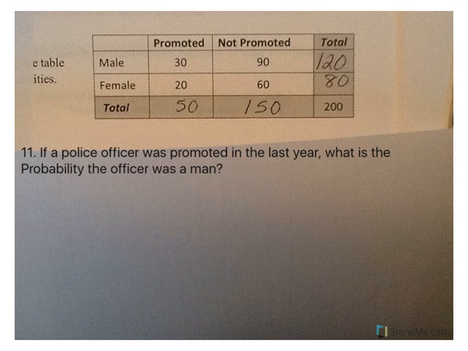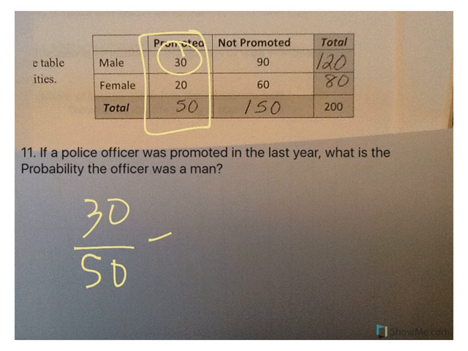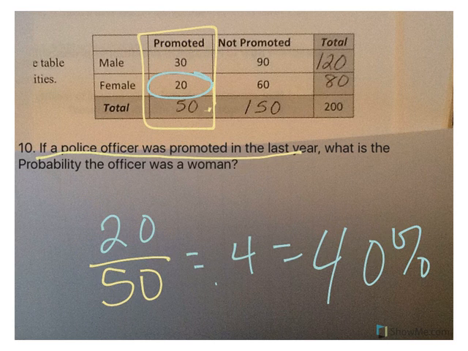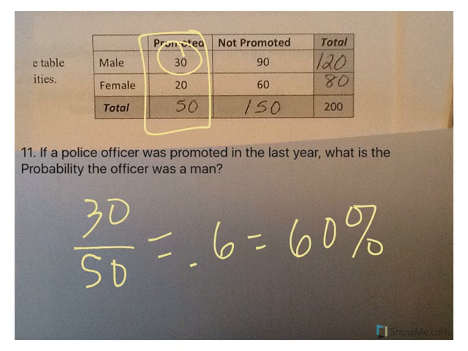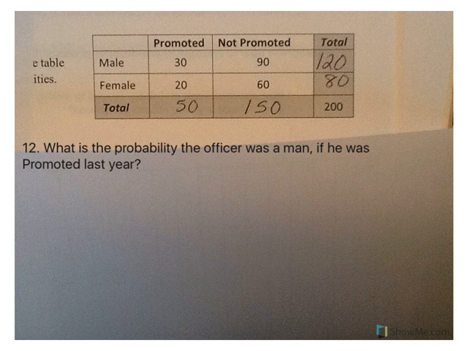In number 11, if the police officer was promoted, again, denominator of 50, what's the probability the officer was a man? 30 out of 50, 0.6, 60%. Notice, in 10 and 11, we both talked about if they were promoted. Well, if they're promoted, you have two options, male or female. So together, 40 plus 60 gave us that 100%. Those would be complements.